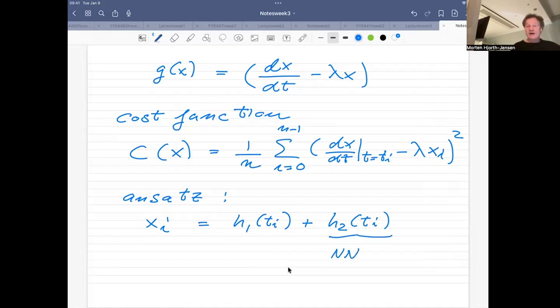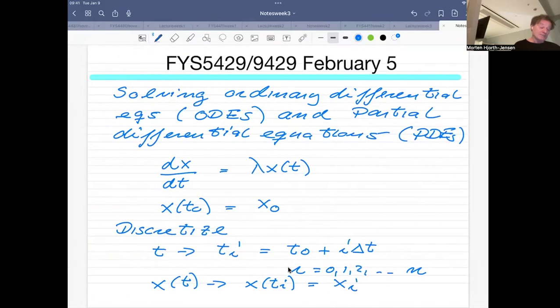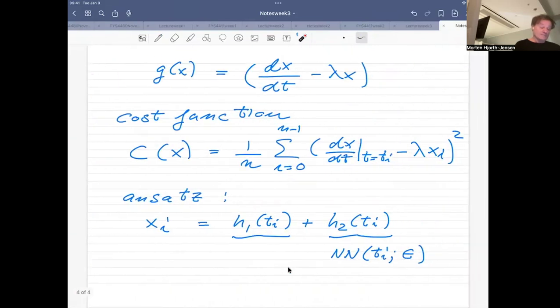So this function here is now going to be our neural network. So I write this neural network as NN, and it's going to be a function of t_i, but it will also be a function of all the parameters which define the network, the parameters theta. Now, the function which you see here, on the other hand, could be a function which contains the initial conditions. If we look at the function which we had in the beginning, we see that the initial condition has some value x0. So we could require that this function h1 is actually equal to x0.